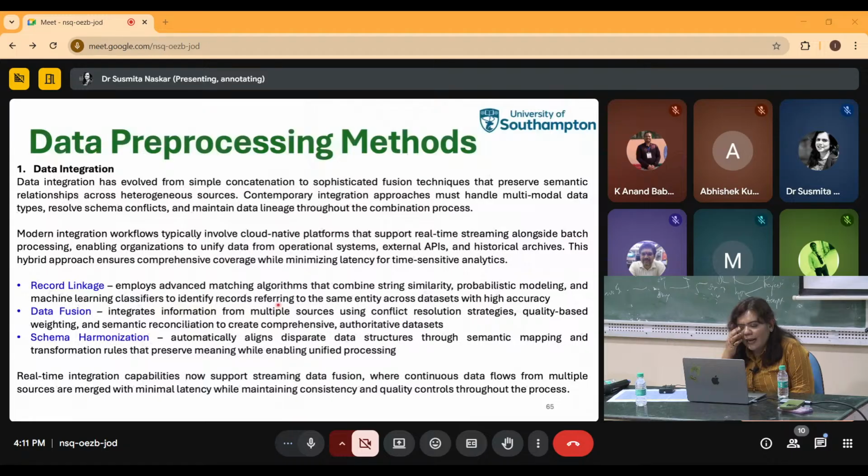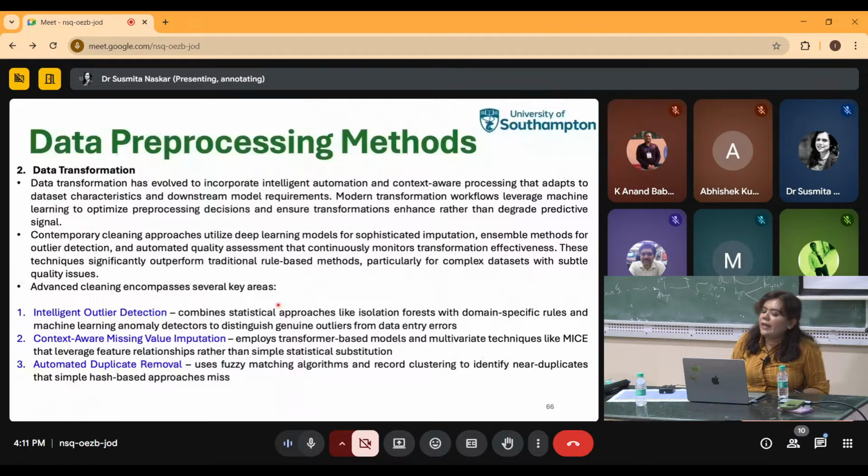Another important key step in data processing is data transformation. This is about intelligently cleaning and reshaping the data so it is optimized for analysis as well as modeling. Okay. And how do we do that? Data transformation today is much more than simply normalizing or scaling, right? It now involves intelligent automation and context-aware processing, which can adapt to the data's characteristics and the needs of the downstream model. So modern workflows use machine learning models to guide pre-processing decisions so that the transformation actually enhances predictive power rather than degrading it.